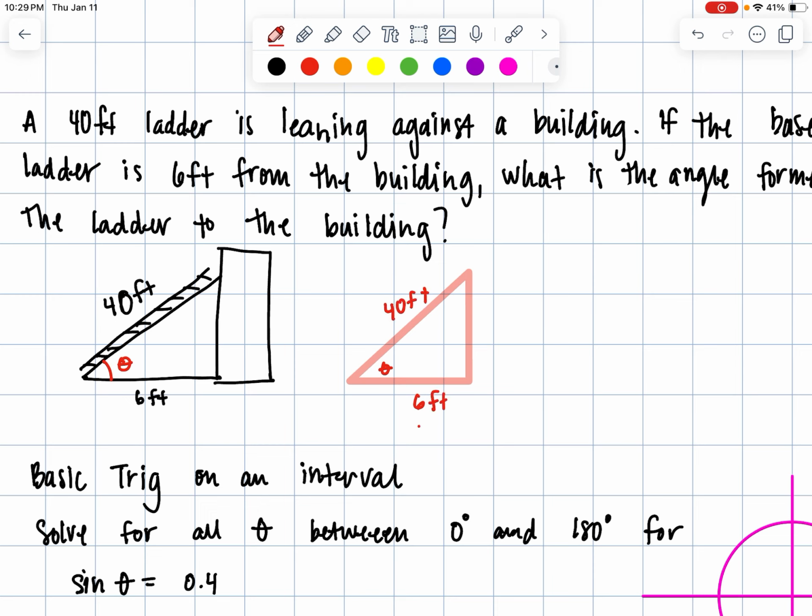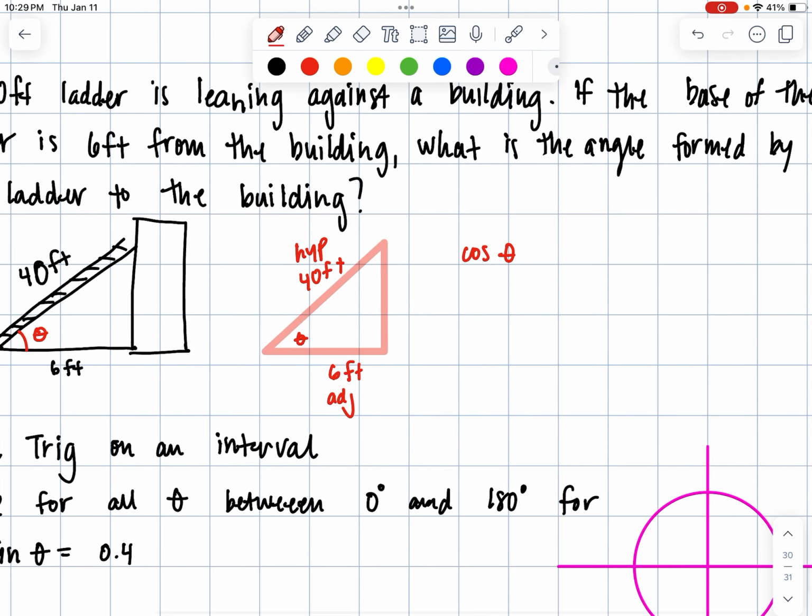So the 6 feet is the adjacent side, 40 is the hypotenuse, and we would have to use cosine in order to solve this. So cosine theta in this particular case is equal to 6 over 40, which can be reduced, but as you saw in the last problem, you don't have to reduce it, you will still get the same answer. So we would inverse cosine on both sides.